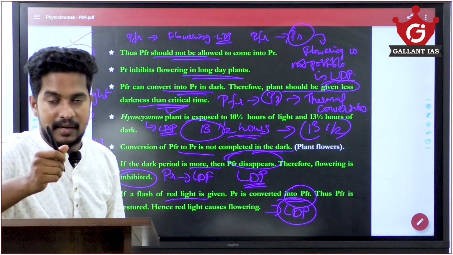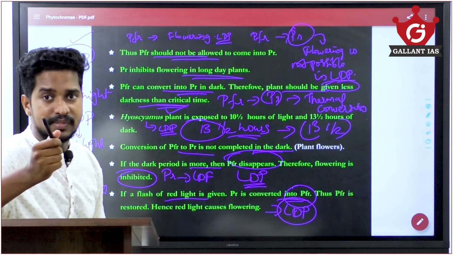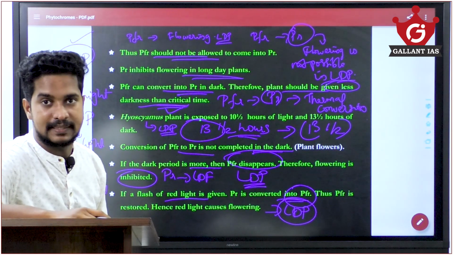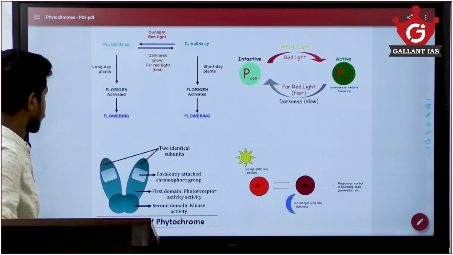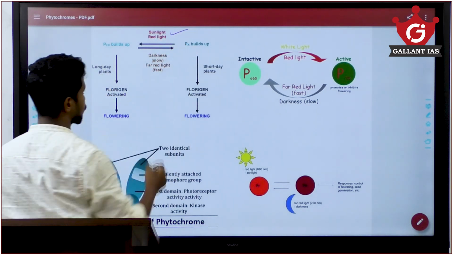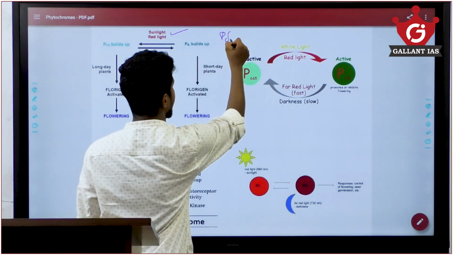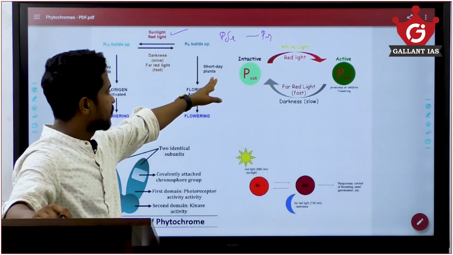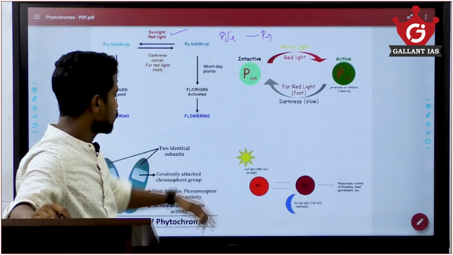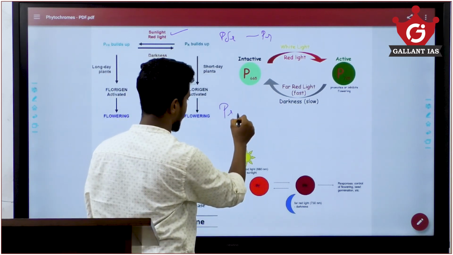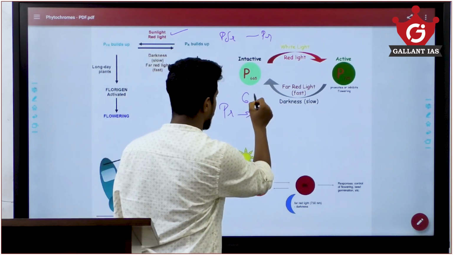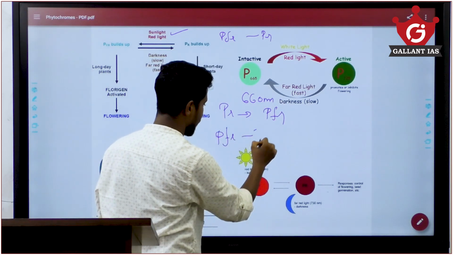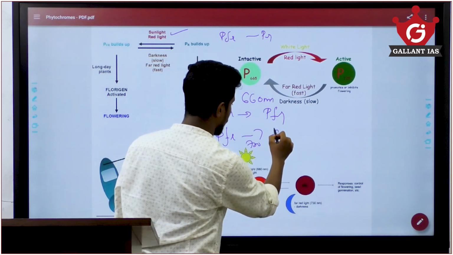Hope that you get the concept of these phytochromes and how these phytochromes help in flowering in short day and long day plants. So look at the figure. Red light, PFR and PR are there. PR absorbs the red light. PR at 660 nanometer is converted to PFR, and PFR at 730 nanometer is converted to PR.